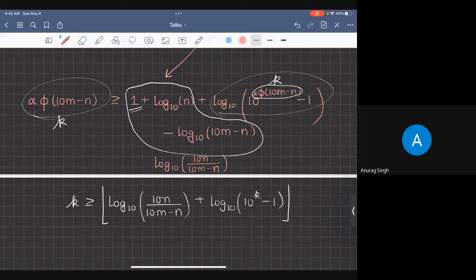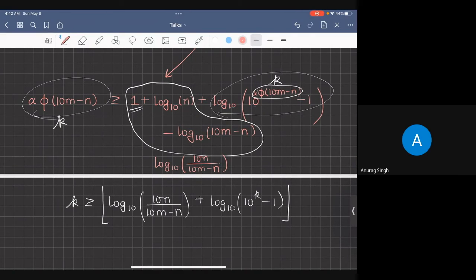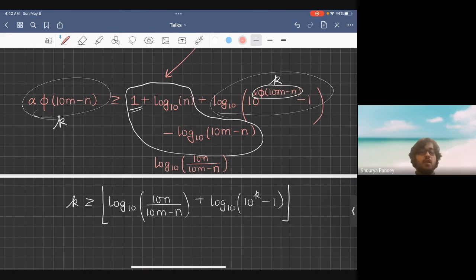Mm, not sure if I understand the last part. Like then in the end we get that log 10 of n has to be equal to log 10 of 10m minus n. Then only this inequality will be satisfied. Yes, but what if I just want to prove it for one k? Like, does k equal to one work? I mean, I can't take k equal to one.